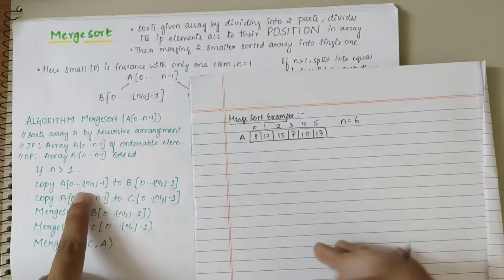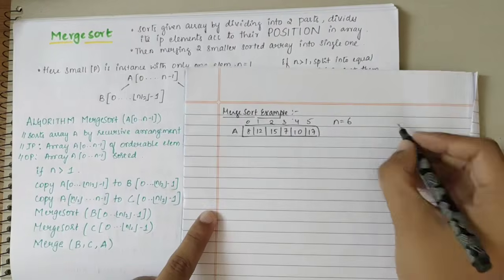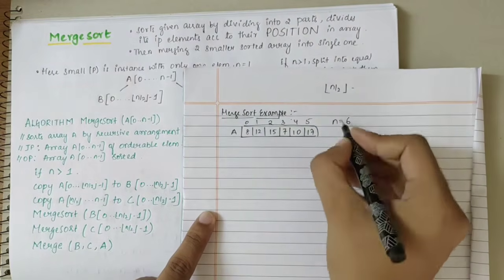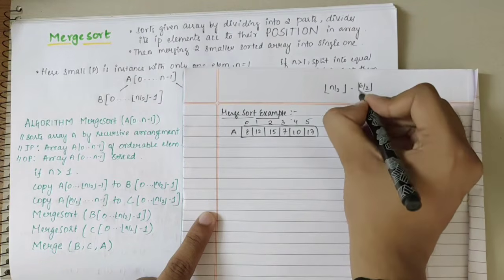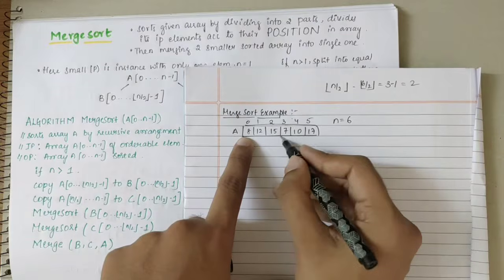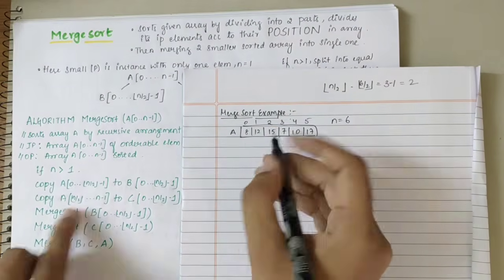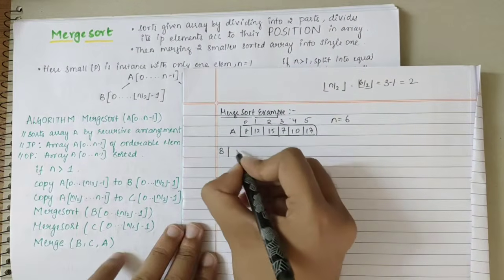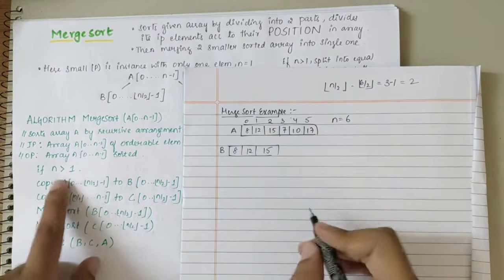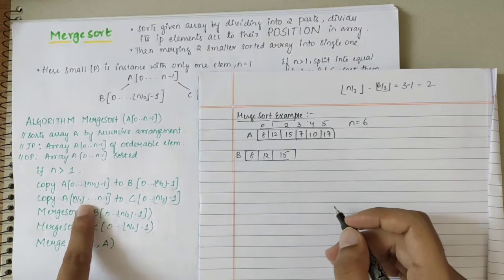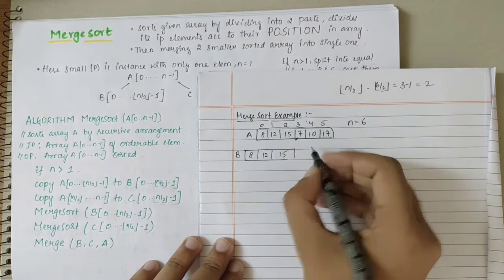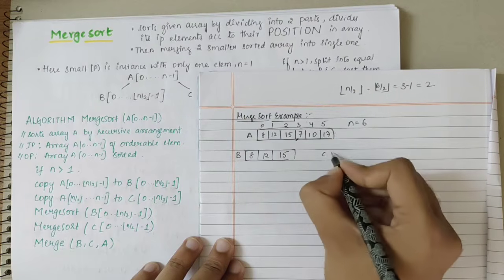Next, copy 0 to n by 2 minus 1. What is the n by 2 value? n is 6, 6 by 2 is 3, so 3 minus 1 is 2. That is from index 0 to 2. I'll write it in the B part. So I'll write B as 8, 12 and 15. Next we copy n by 2 to n minus 1. n by 2 is 3, so from 3 to n minus 1, I'll copy it into C.